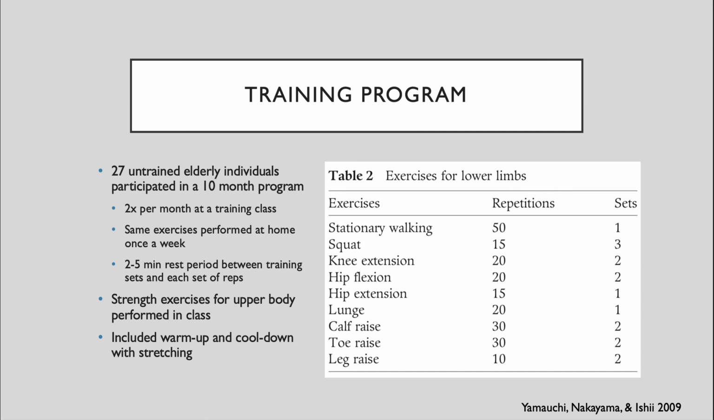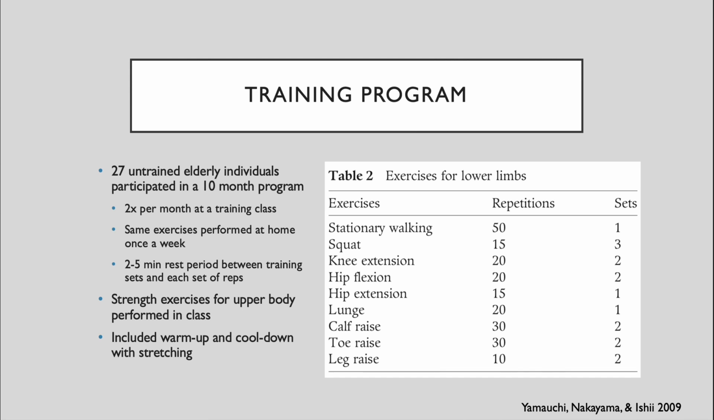This study included 27 untrained elderly individuals that participated in this specific bodyweight training program over a period of 10 months. This program primarily targeted the lower body. The specific exercises and number of repetitions and sets are included in this table. The program was implemented twice per month over the 10-month period, and the subjects were told to additionally perform the same exercises at home once a week.